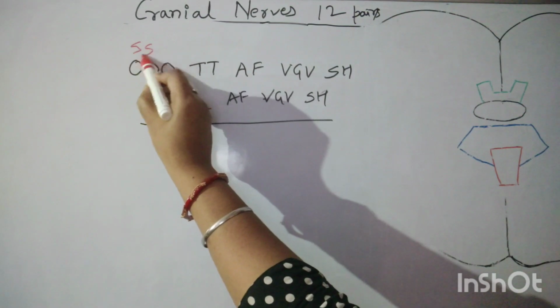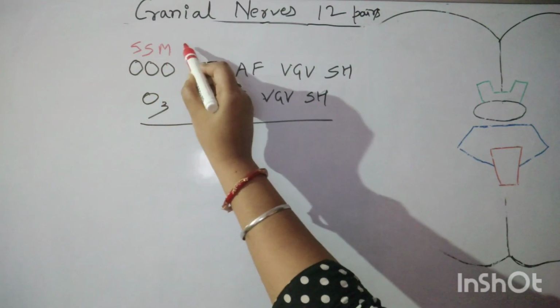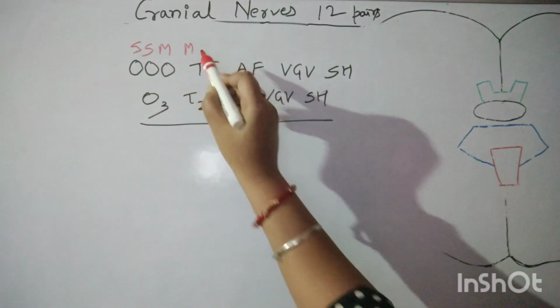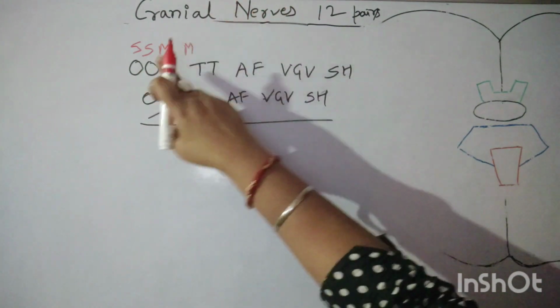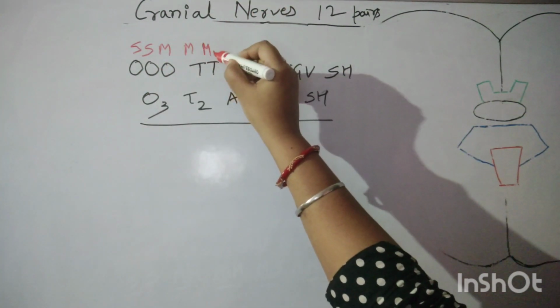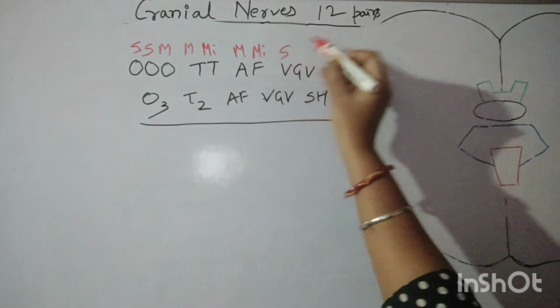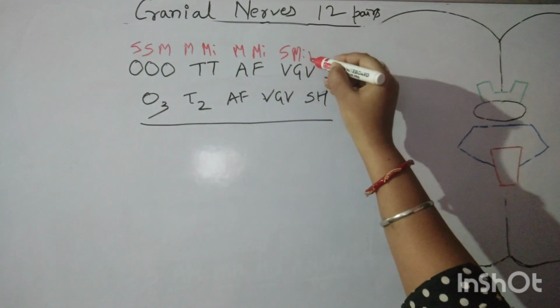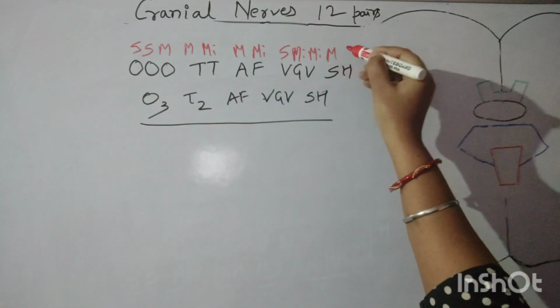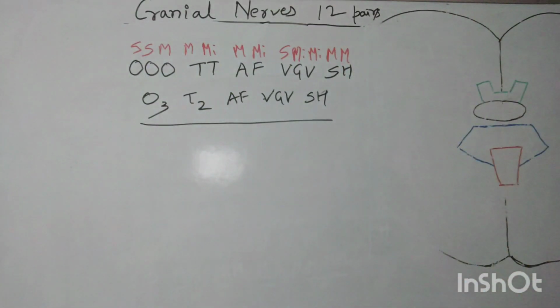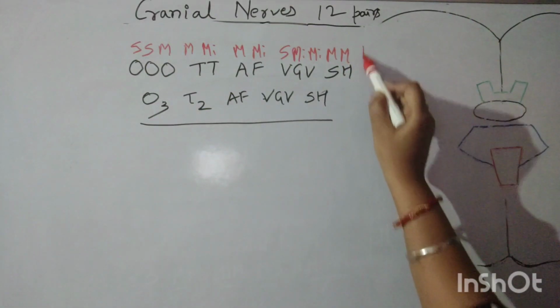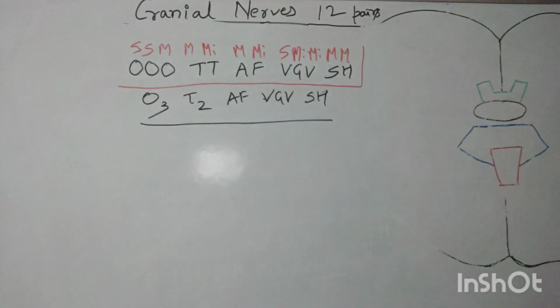Sa, ma, sa, ma, mi, ma, mi, sa, mi, ma. See, it's working. So easily we can remember like this. Okay. Now let's see the structure of these cranial nerves, how they arise from the brain.